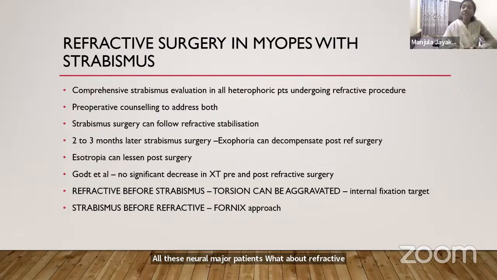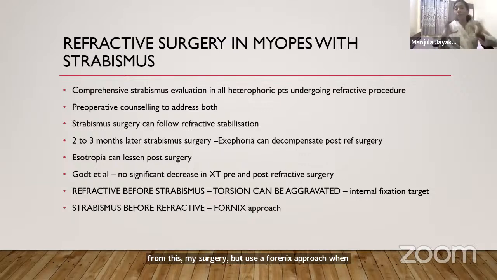First, you can do refractive surgery, wait for 2-3 months and do strabismus surgery. Refractive surgery, if it is an exophoria, can decompensate after the refractive surgery. If it's an XT, it is almost the same. Esotropia can lessen. Sometimes you can do the reverse, do the strabismus surgery first, but use a fornix approach when you do it and then go for refractive surgery.